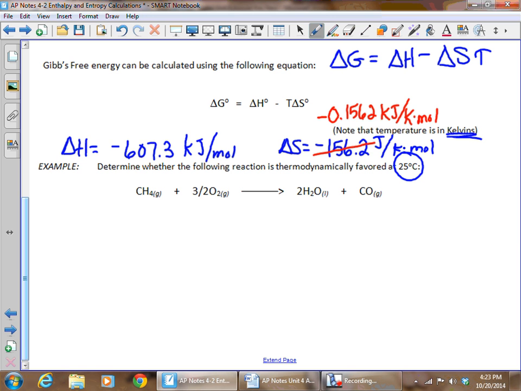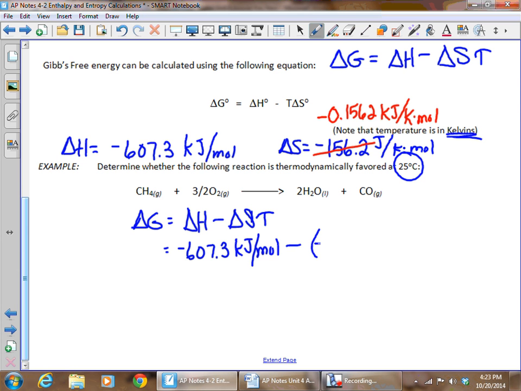So we've already established that delta G is equal to delta H minus delta ST, if I want to use the ghost form of the equation. Delta H, as we just said, was negative 607.3 kilojoules per mole. And we're going to subtract off delta S, which we said was negative 156.2. No, I'm sorry, we just changed that. See what I mean? How easy that is to do? So be careful. 0.1562 kilojoules per Kelvin mole.